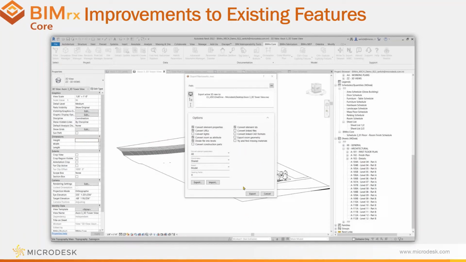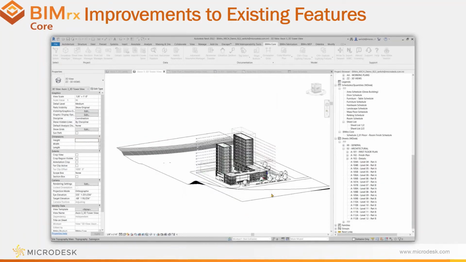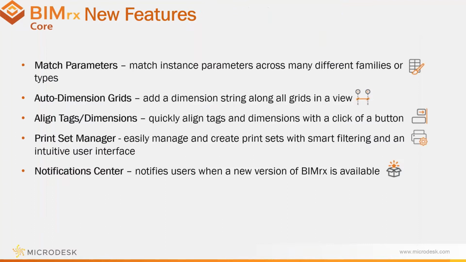So those are all the improvements we have made in BIMrx Core 3.1 to our existing features. But wait, there's more. In the latest release, we have also added a few new features to BIMrx Core. 5 new features to be exact. We have our new match parameter feature, auto dimension grids, align tags and dimensions, a print set manager, and our notification center to notify you the next time a version of BIMrx is available for download.